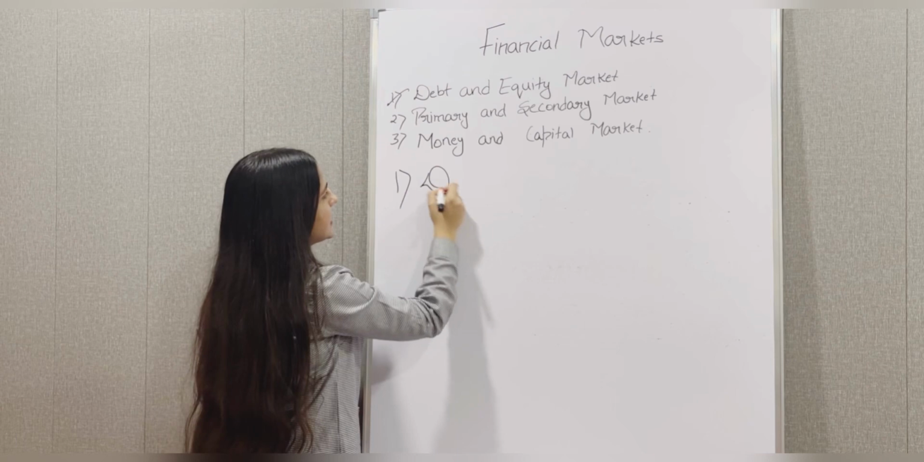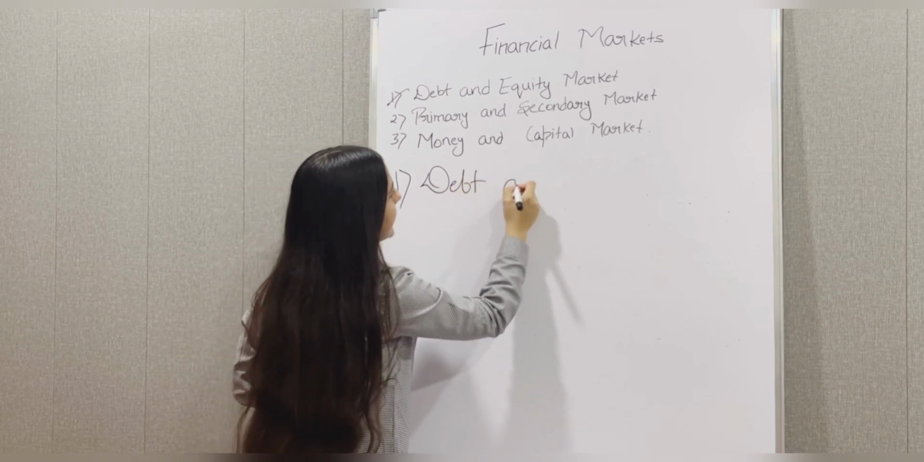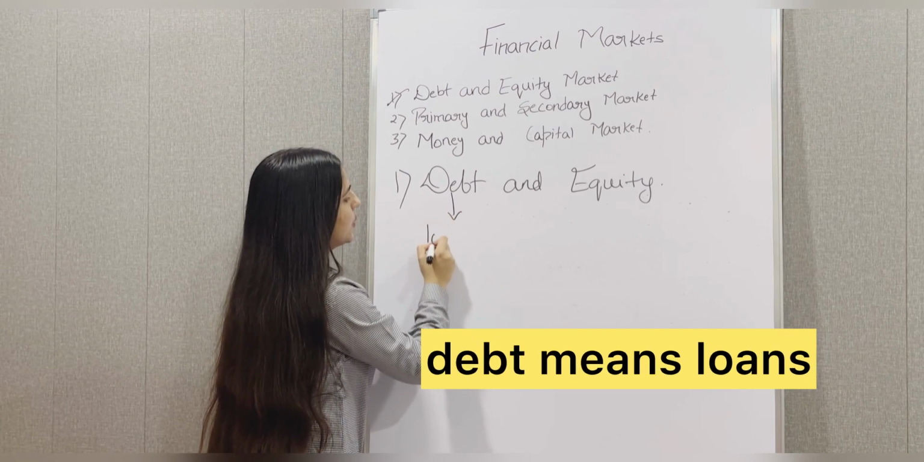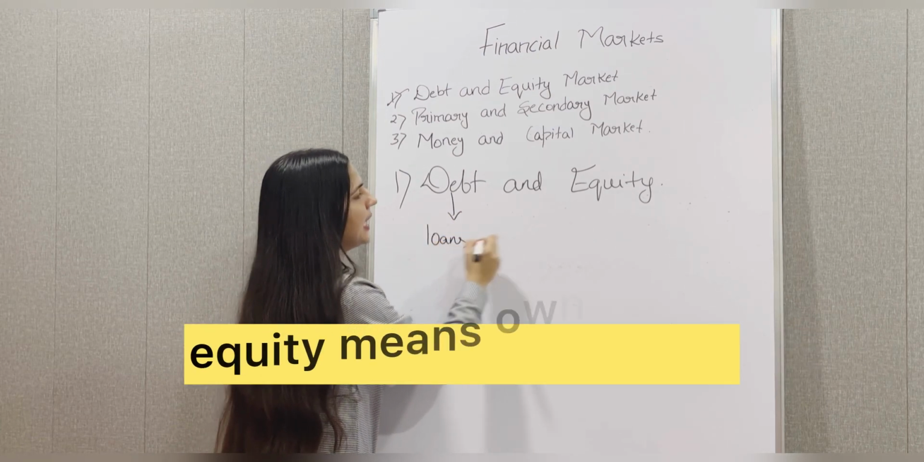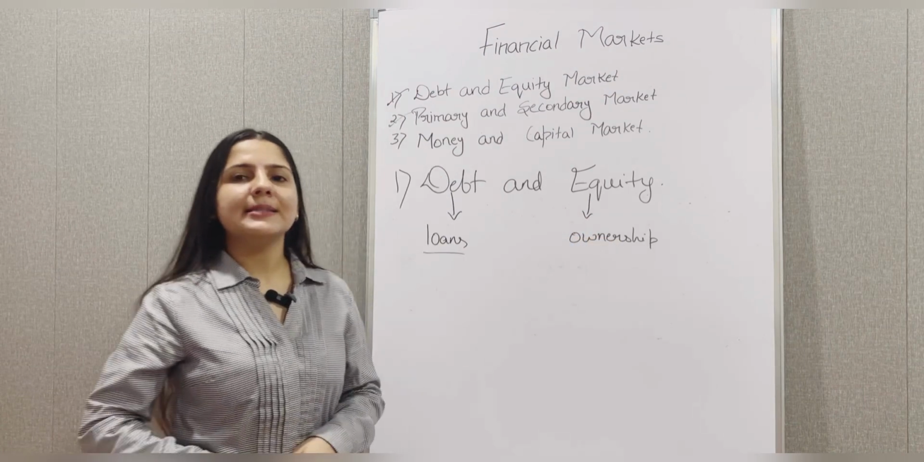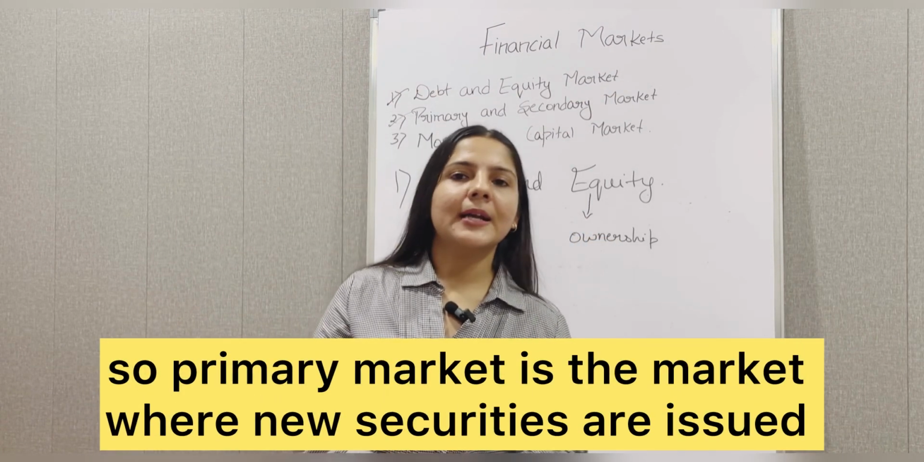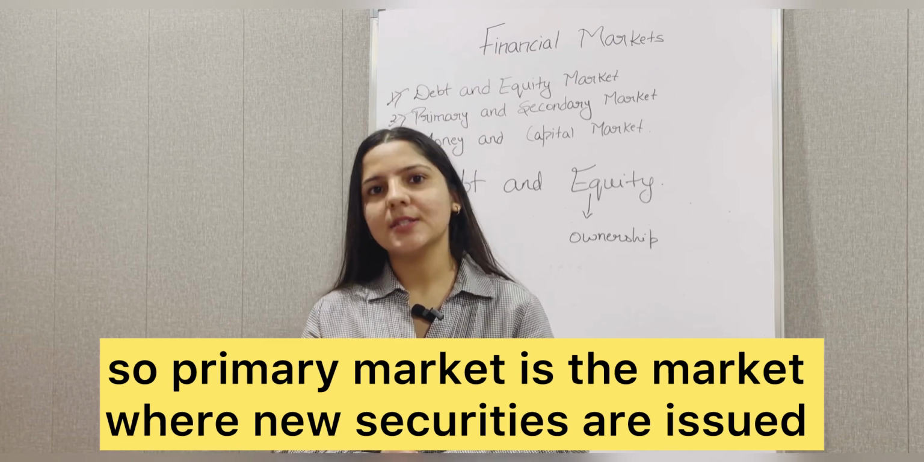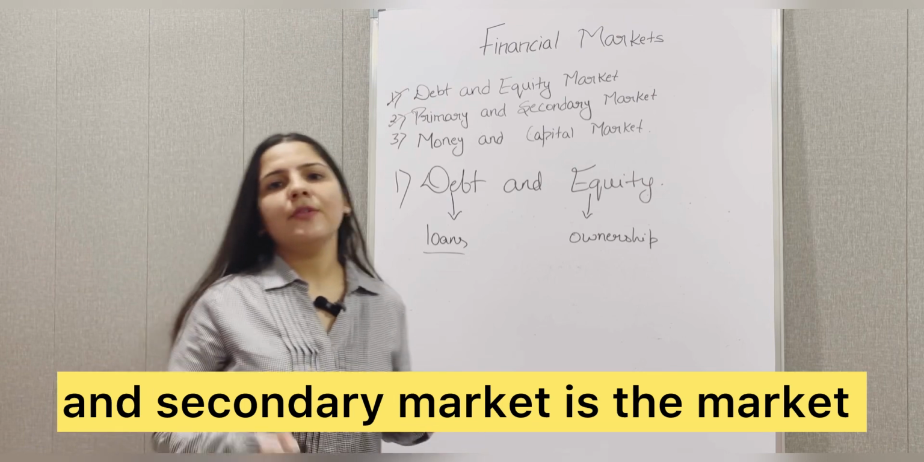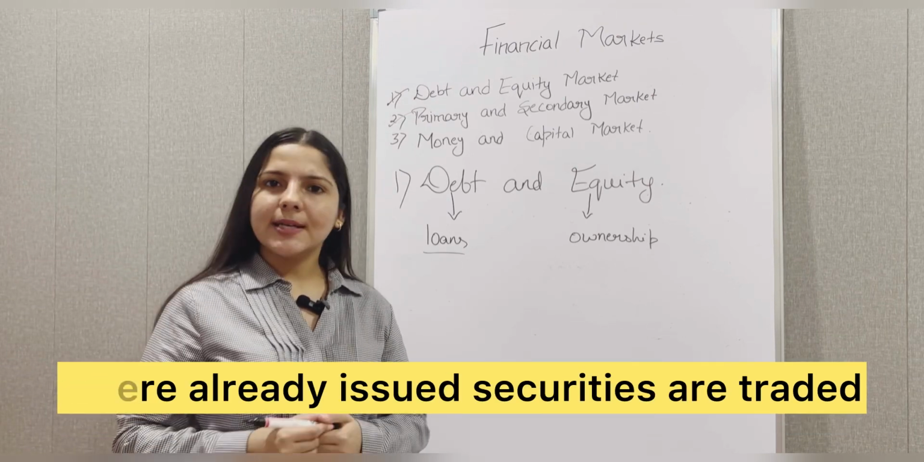First one is debt and equity market. In simple language, debt means loans and equity means ownership. Next is primary and secondary market. The primary market is the market where new securities are issued and sold, and the secondary market is the market where already issued securities are traded.